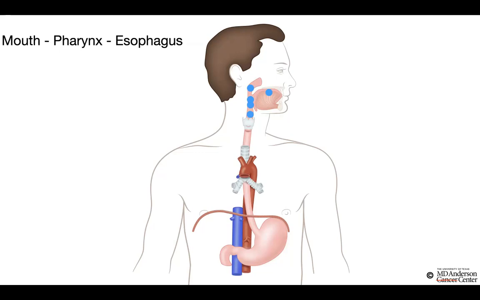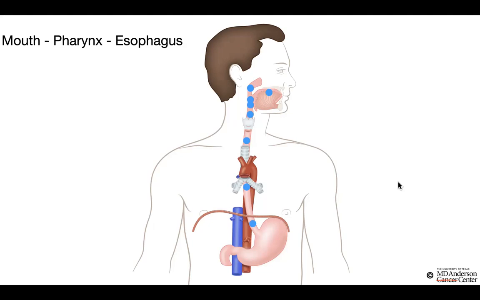At the hypopharynx, you have two paths. One path is to the airway or the trachea going through the larynx, and the other one, located posteriorly, goes into the proximal esophagus. And then as we go down, mid-esophagus and distal esophagus.